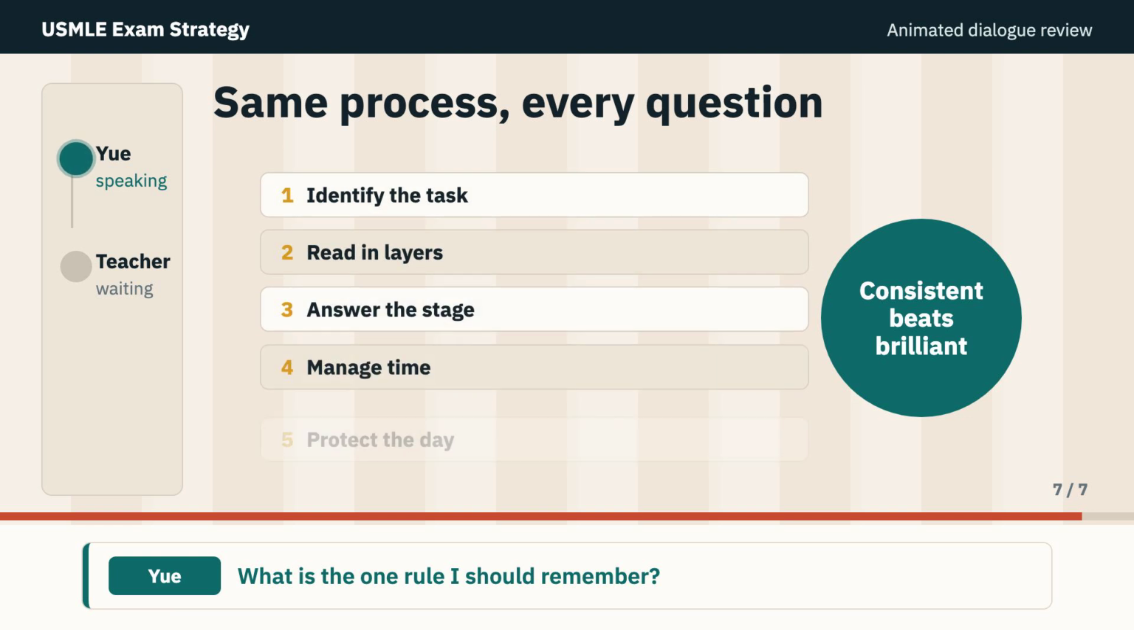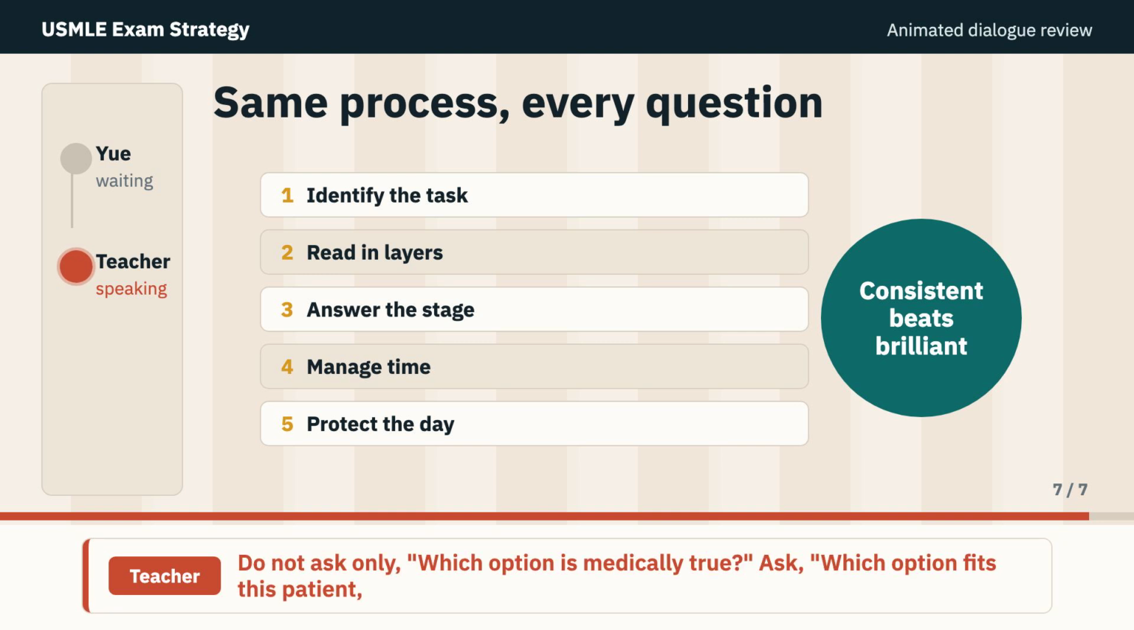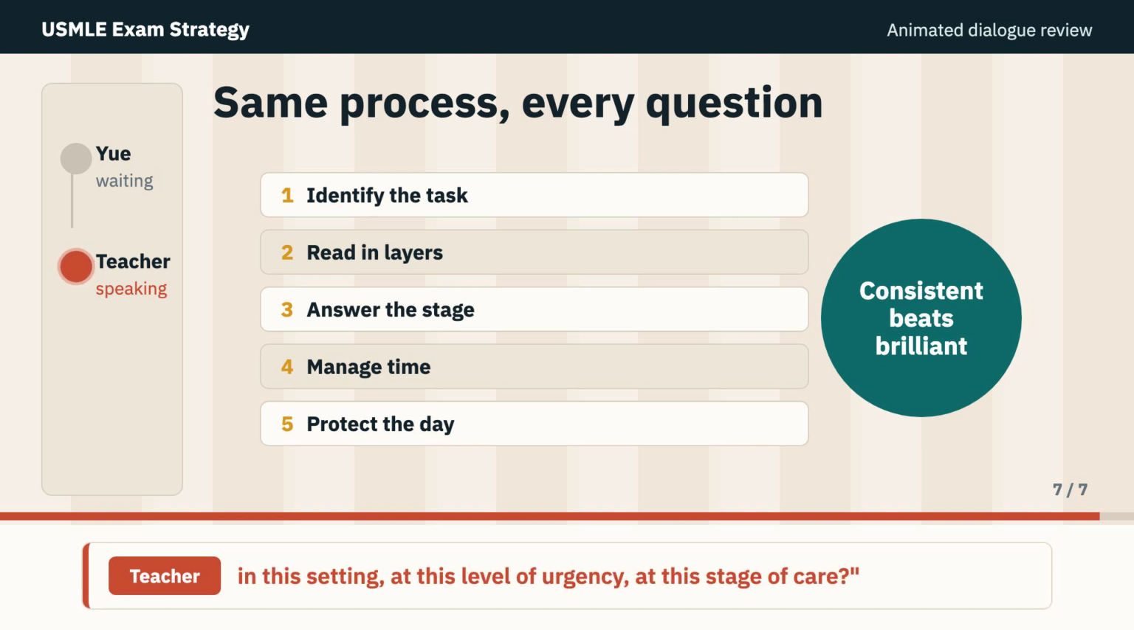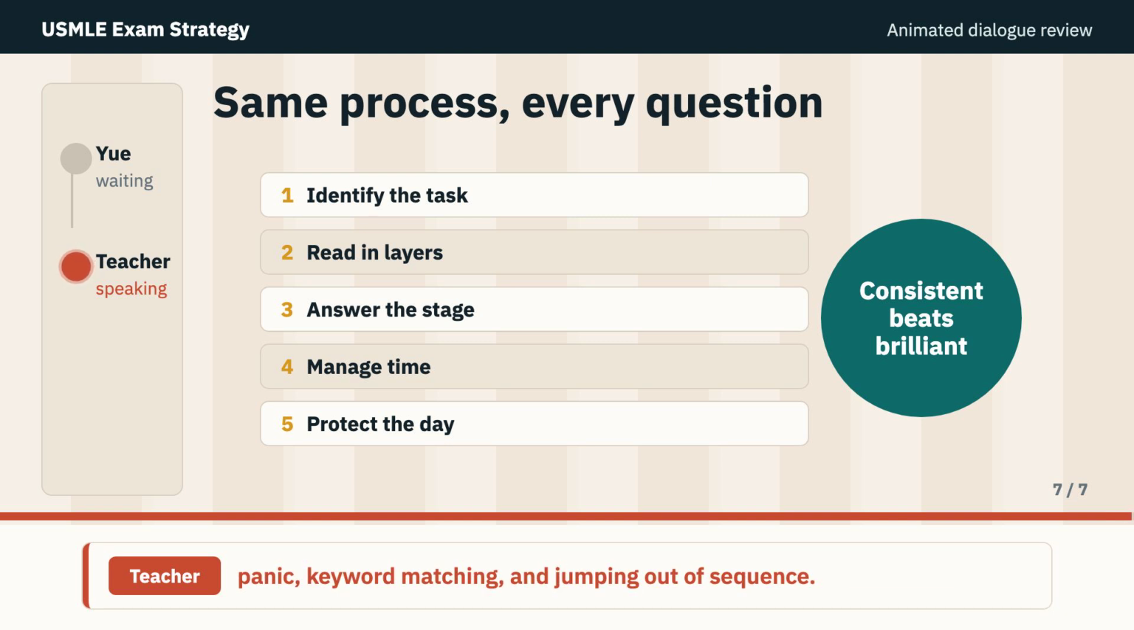What is the one rule I should remember? The best answer is the one that fits the clinical moment. Do not ask only which option is medically true. Ask which option fits this patient in this setting, at this level of urgency, at this stage of care. Read the story, name the task, find the priority, then answer the moment. Consistency matters more than brilliance. If you use the same process on every question, you reduce the mistakes that come from panic, keyword matching, and jumping out of sequence.